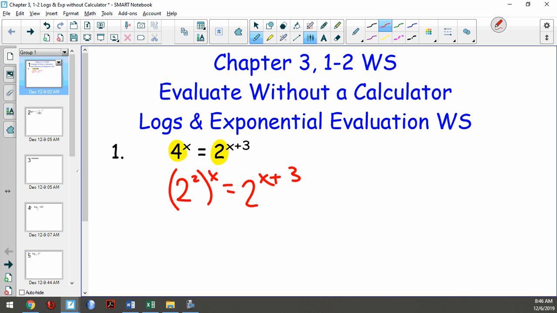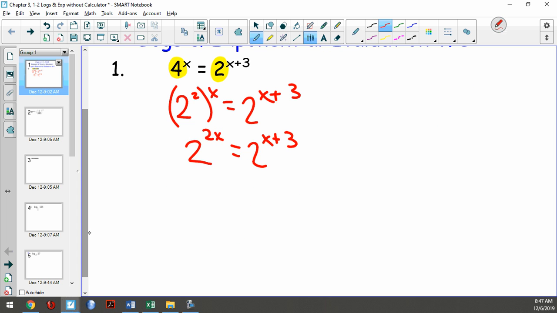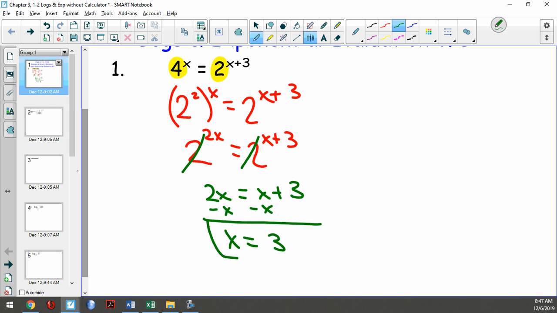Now, when you have a power raised to a power, what do you do with exponents? You multiply them. So this is 2 to the 2x is equal to 2 to the x plus 3. So now that my bases are the same, what can you conclude? They can cancel out, and you have 2x is equal to x plus 3. How do I solve this? Subtract the x. x is equal to 3, but bam, we're done. No calculator, simply algebraic manipulation.